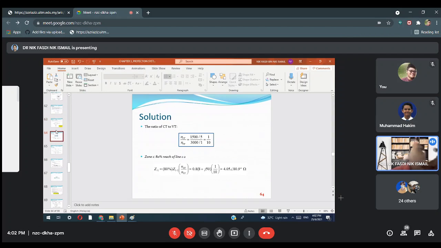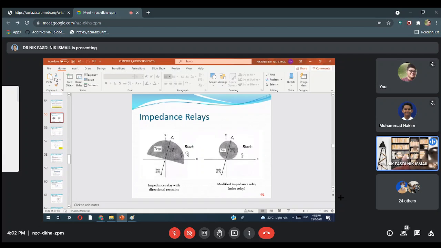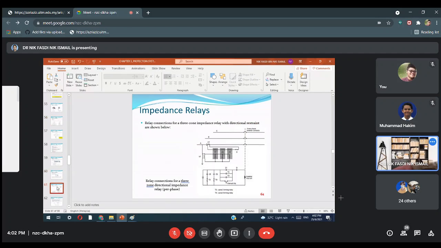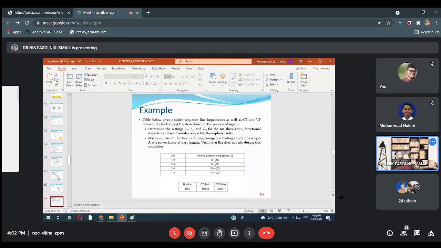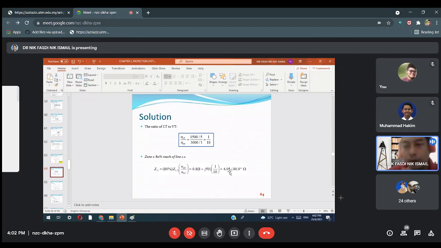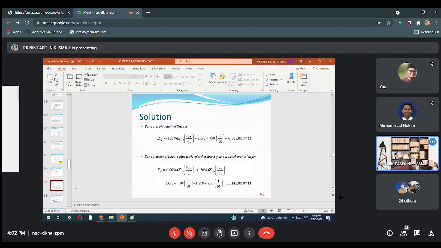Going back to the diagram, zone 1, ZR1, is the value we calculated earlier. Second, we calculate ZR2 and third, ZR3. So now we have ZR1, which is 4.05 with an angle of 80.9. Okay, ZR1. How about ZR2?